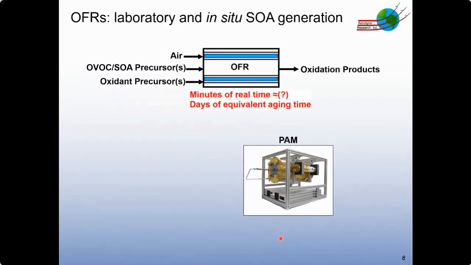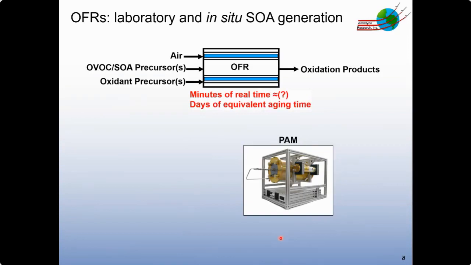Unlike most smog chambers, OFRs are operated in a continuous flow mode where a carrier gas of air and then trace levels of precursors to OVOCs and SOA are always introduced at the inlet, along with precursors to making specific oxidants like hydroxyl radical or nitrate radical or other oxidants. They are continuously introduced, and the steady state distribution of oxidation products is measured at the outflow with whatever measurement techniques are being used.